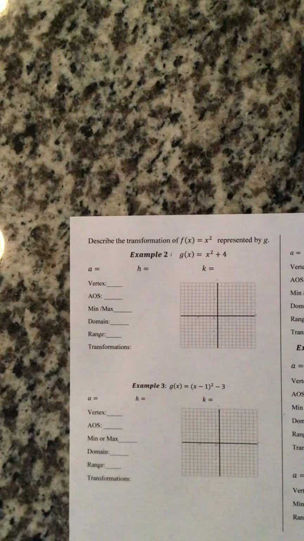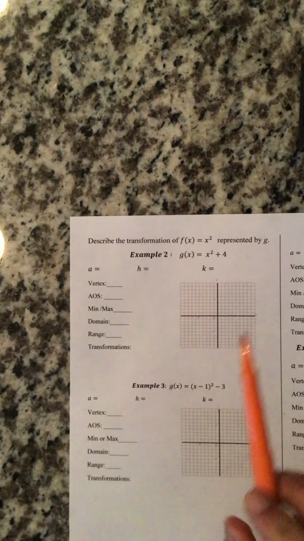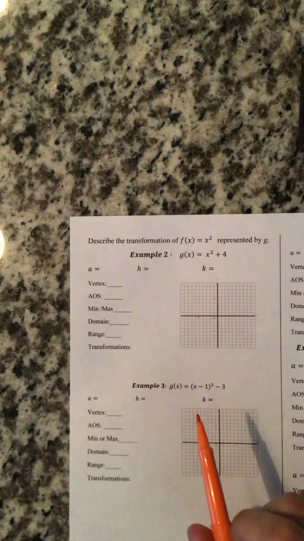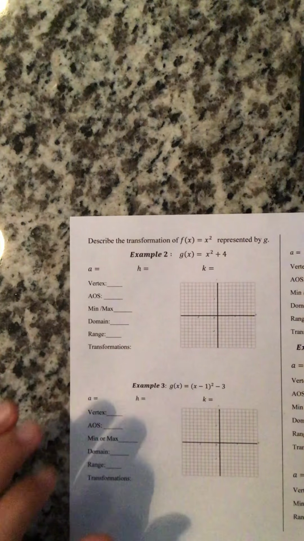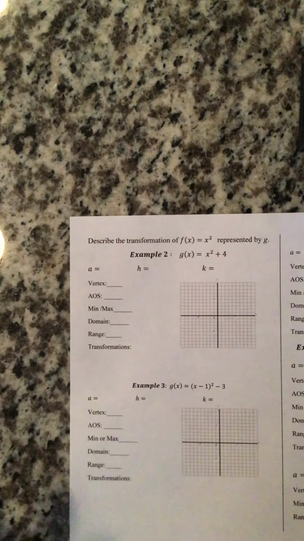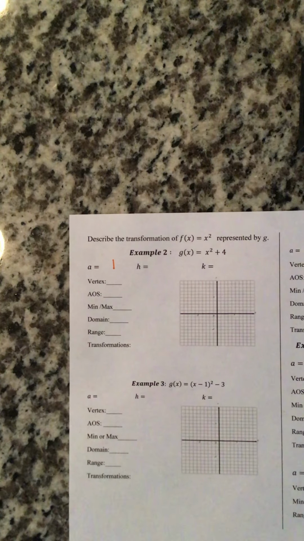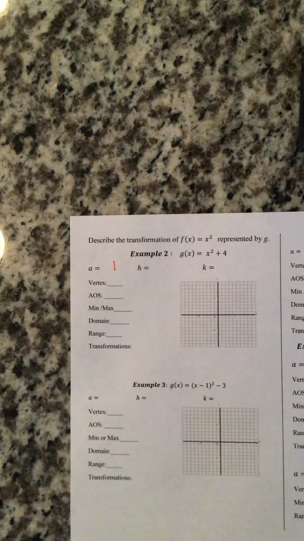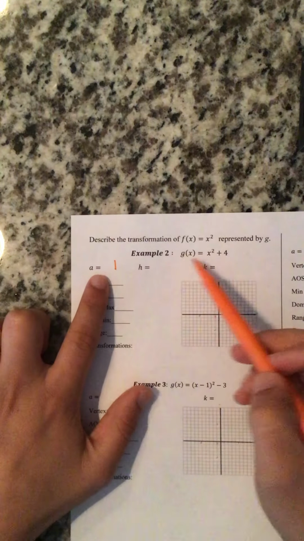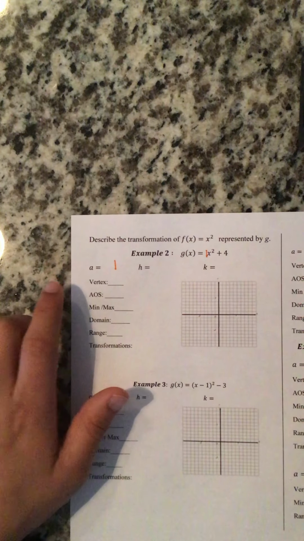First things first, a is the number in front. Do I have a number in front here? I don't have a number in front. If we don't have a number in front, we assume there's an imaginary 1 for a. And that's just for a. We cannot assume that for h and k, and I'll tell you why. For a, we assume there's an imaginary 1 in front of x squared, because there's 1 x squared.